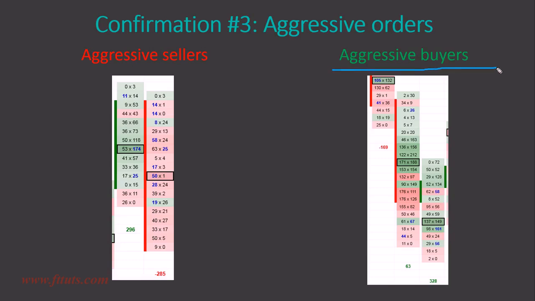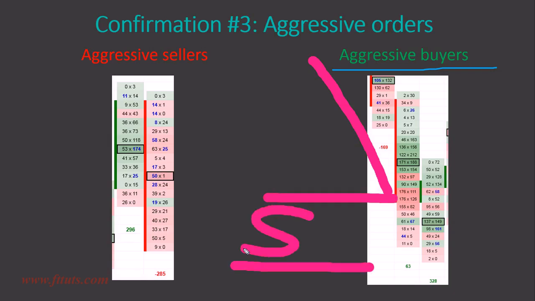to the aggressive buyers. There was a selling activity in here, and then imagine that you had a support somewhere in this area. Imagine you created this support using a volume profile, for example, and in that support you are waiting for a confirmation. This is the confirmation of aggressive orders. This one, imbalances on the ask side of the footprint.